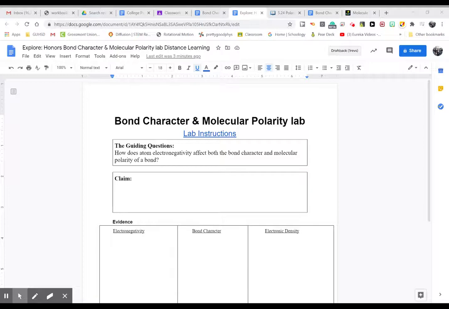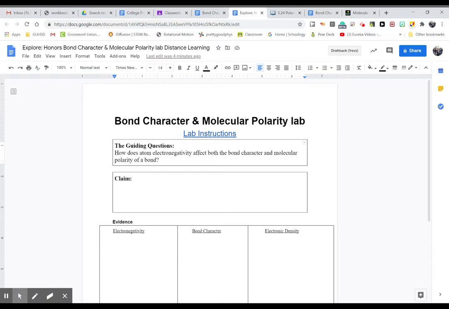Hi, everyone. In this lab activity, you are going to be doing an online virtual lab through fet.colorado.edu, and you are going to be answering this guiding question. Your guiding question is: how does atom electronegativity affect both bond character and molecular polarity of a bond? That's what you are going to be investigating, and you are really designing your own experiment.